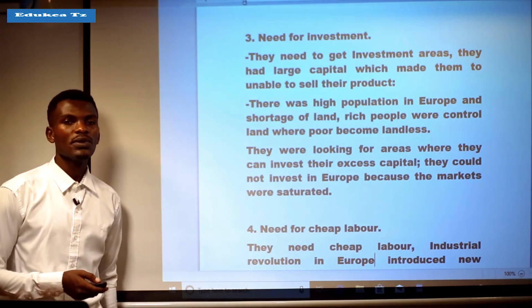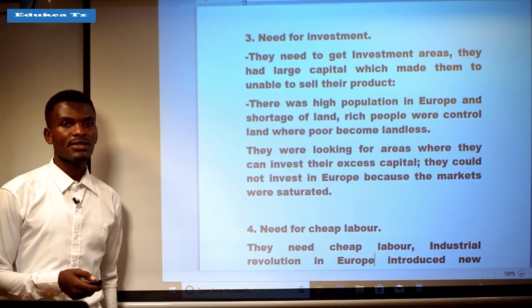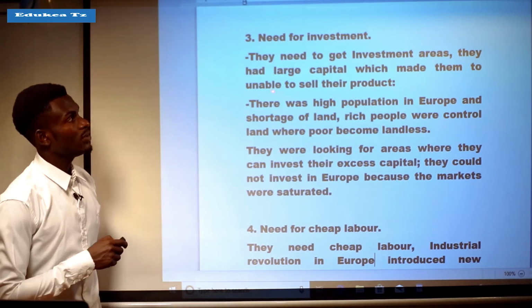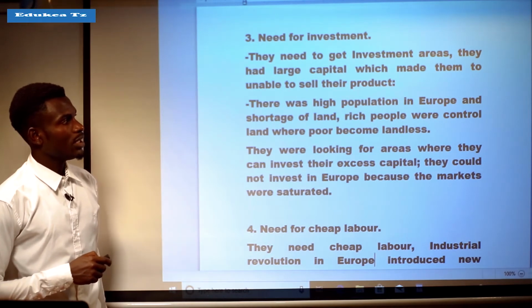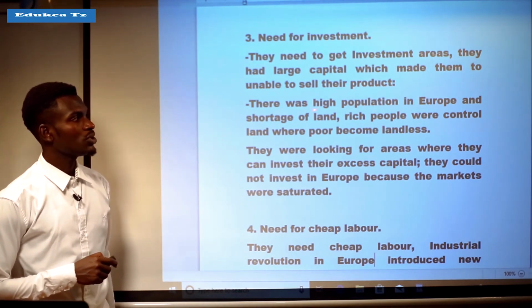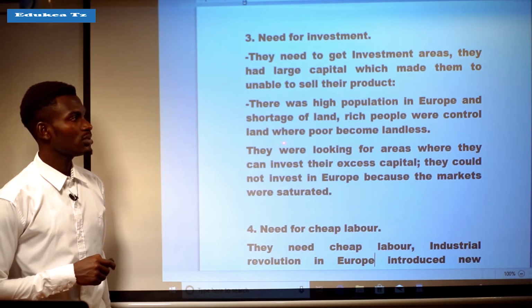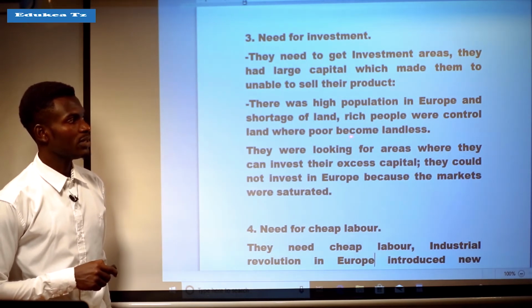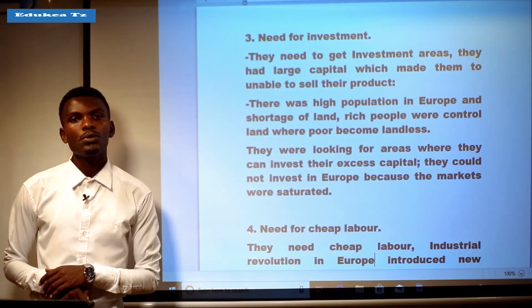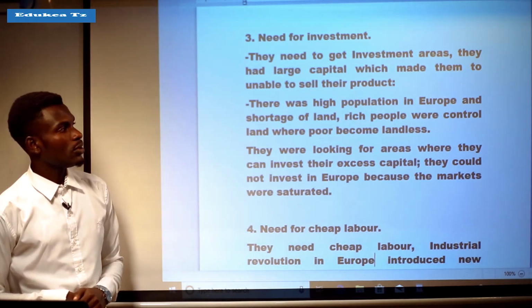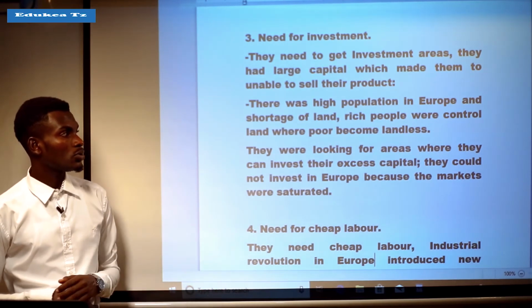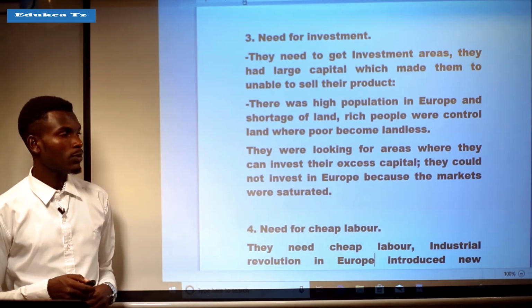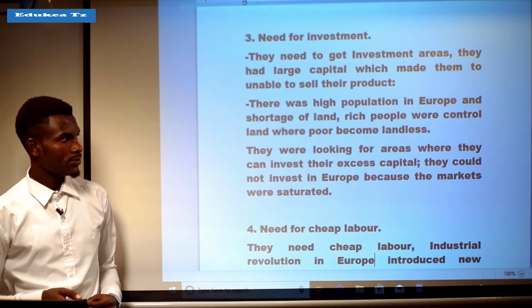But another objective was the need for investment. It means the Europeans wanted areas where they could invest their surplus capital. They needed investment areas. They had large capital which made them unable to sell their products. There was a high population in Europe and a shortage of rent. Rich people controlled the land, and poor people became landless. It means that in Europe there was a high population, so there was a shortage of rent, whereby the rich people were controlling the land and the poor people became landless.